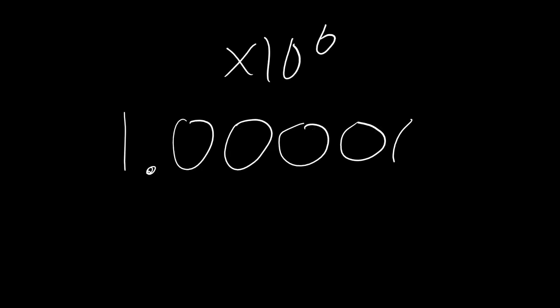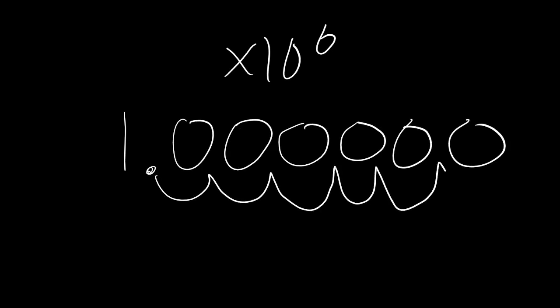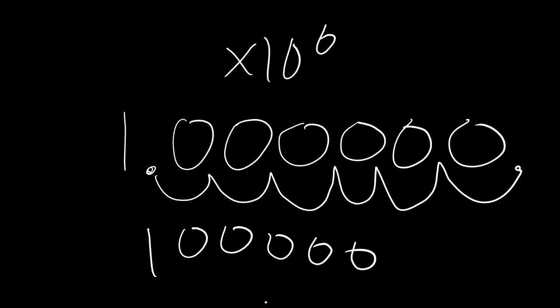So how does this work? Well, if you know how to multiply or divide by 10, you just move the decimal point, right? So for example, if you had 1 multiplied by 10 to the 6th, you move the decimal point to the right. So in this case, it's right here. You move it once, twice, 3 times, 4 times, 5 times, 6 times. So now it's 1 followed by 6 zeros. So 6 zeros.